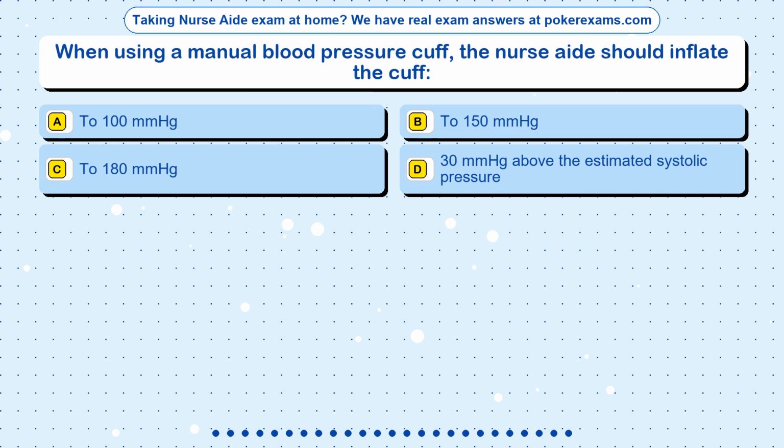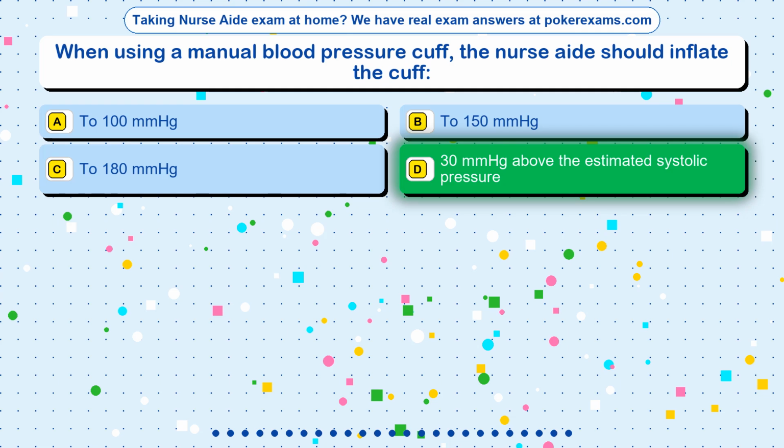Question 11. When using a manual blood pressure cuff, the nurse aide should inflate the cuff. Option A, to 100 mmHg. Option B, to 150 mmHg. Option C, to 180 mmHg. Option D, 30 mmHg above the estimated systolic pressure.